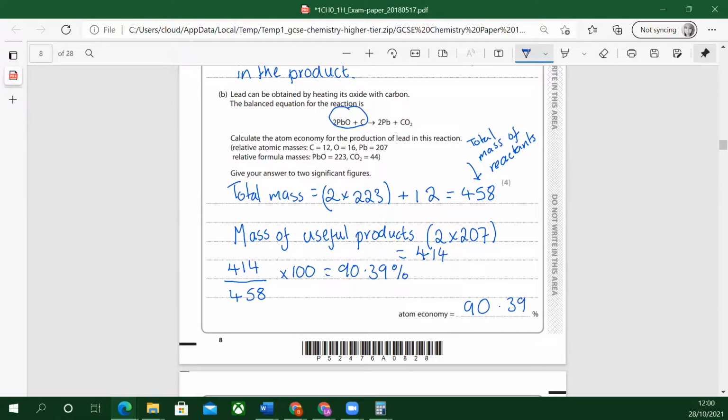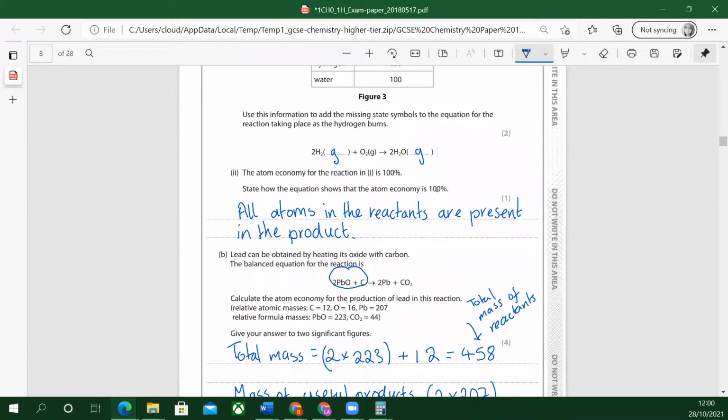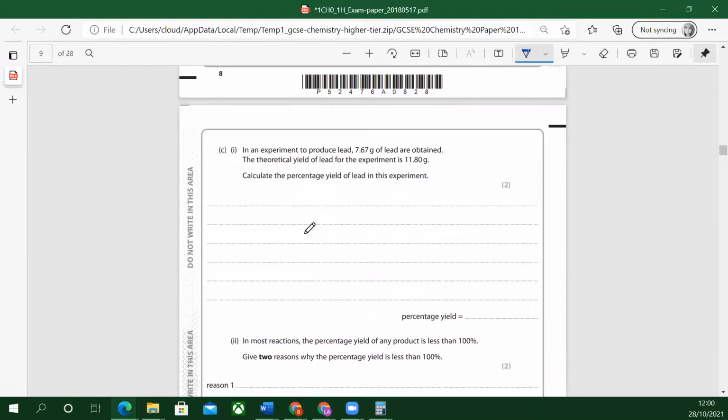One of the things about the other question was that all the atoms are present in the product, and one product is formed. We have to do a calculation on that. There's only one product formed, so it's all useful. That's what we want.